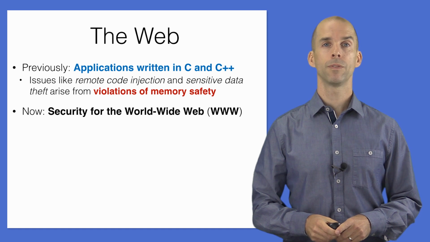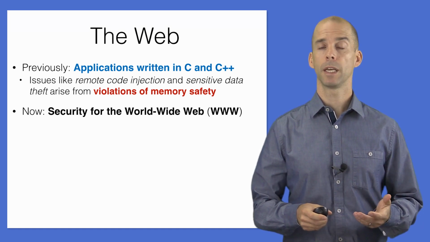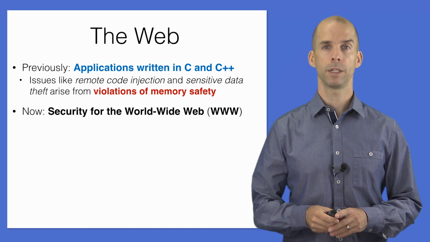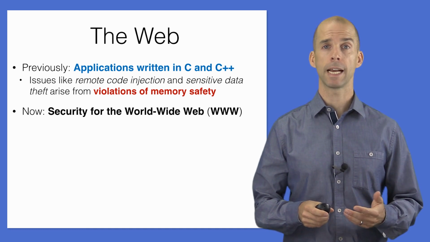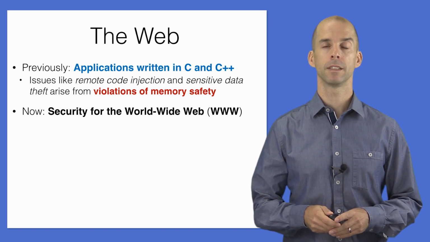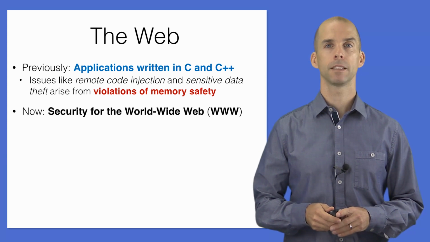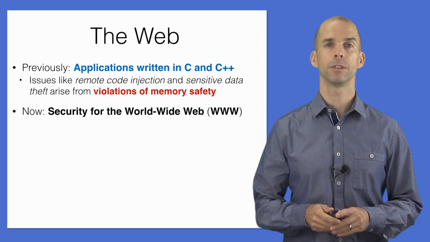So far, we have focused on programs written in C and C++. We've examined how vulnerabilities in programs written in these languages can lead to attacks that violate memory safety, resulting in remote code injection or theft of sensitive data. We've also looked at various defenses against these attacks. One effective defense is to use a memory-safe programming language.